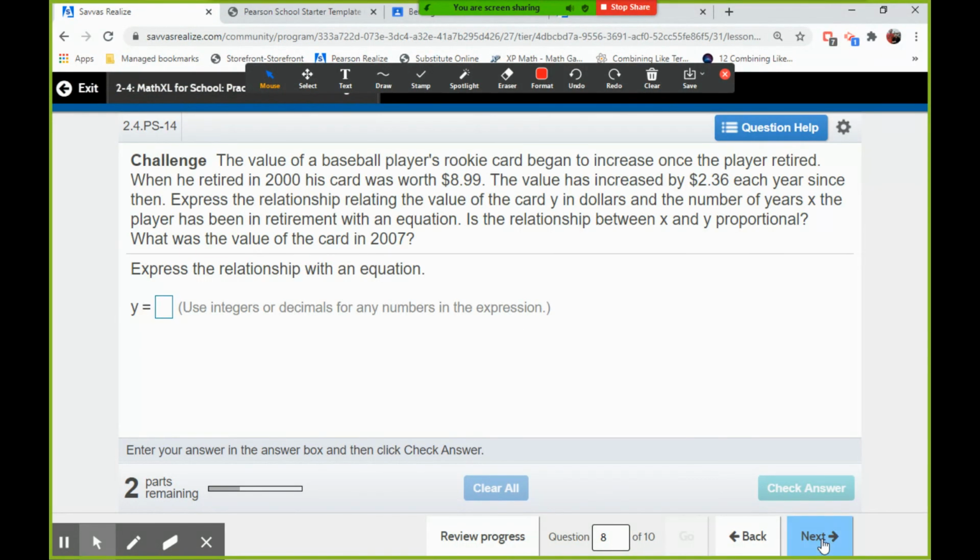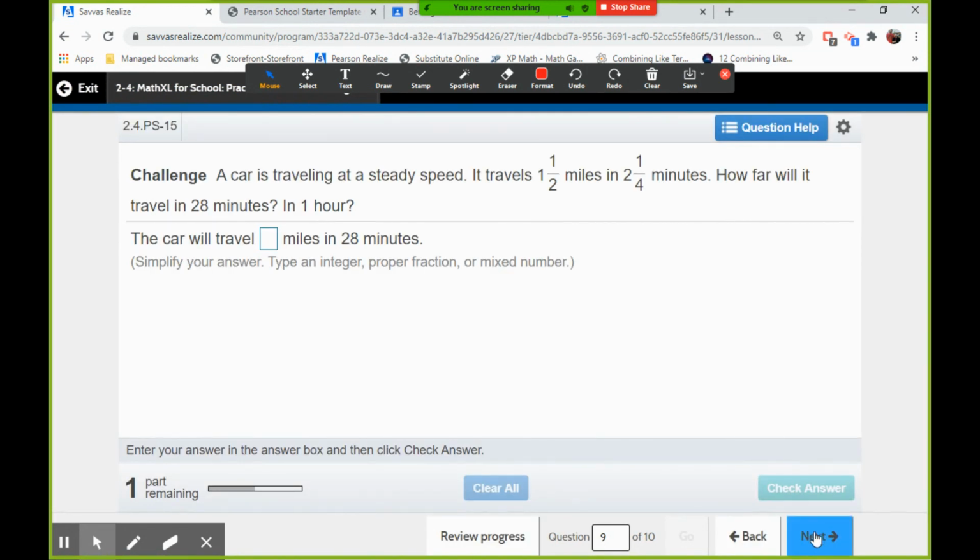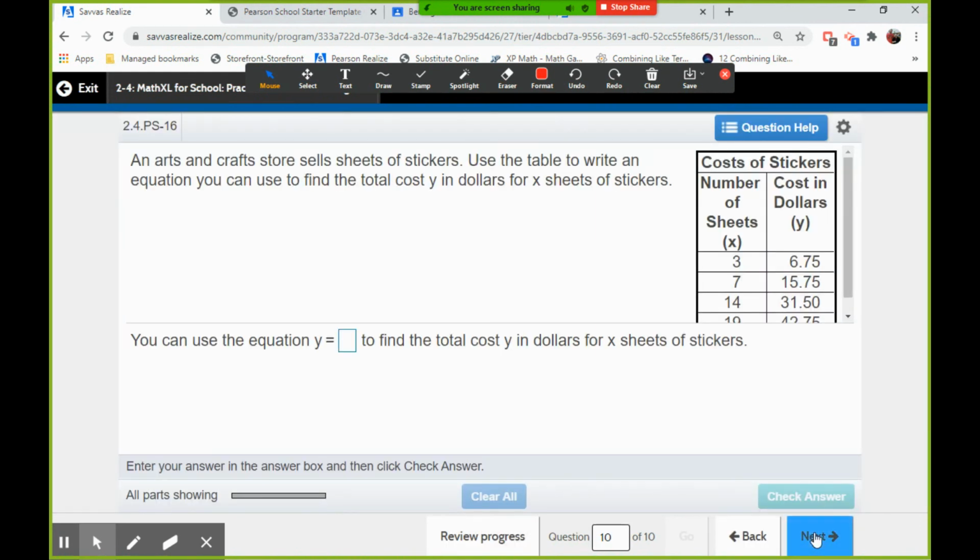Not that one. I'm going to write down which ones I'm getting rid of here. 7, 8, 9. I think the last one I'm going to leave.